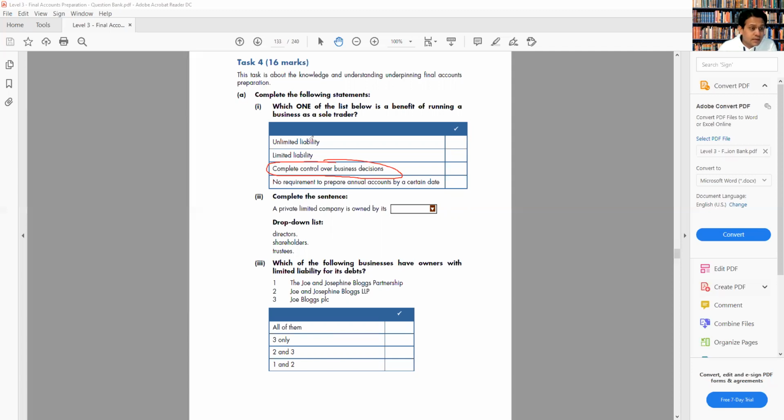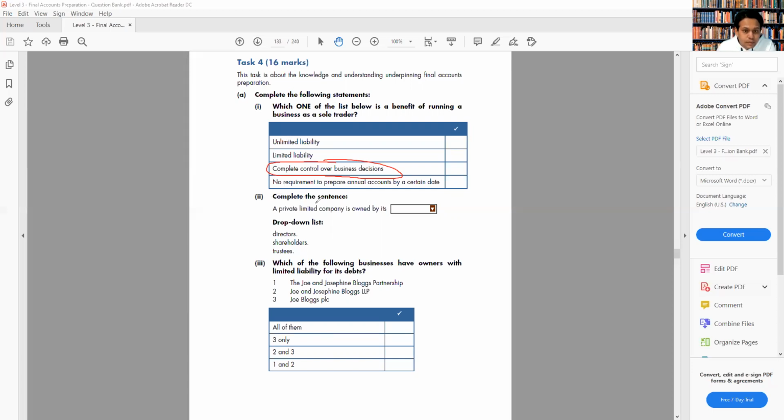This one is a disadvantage, as in unlimited liability. It's not an advantage. It's bad for him, isn't it? It cannot be the benefit for him. The benefit here is that he can take decisions immediately, and he has control over the business. So it's not the unlimited liability. That cannot be an advantage or benefit for him.